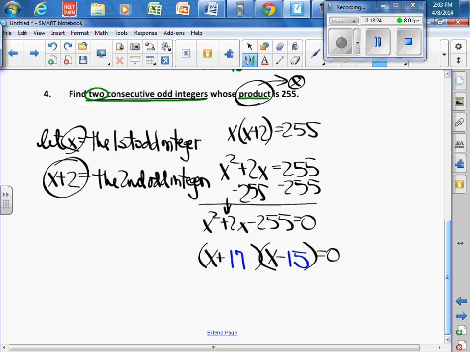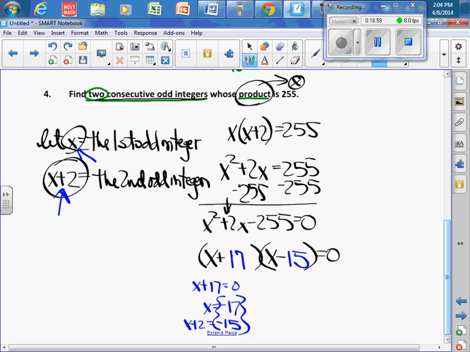Now think about what's happening here, class, because when you have x plus 17 is equal to 0, isn't x equal to negative 17? Is that an odd integer? Sure it is. If negative 17 goes here, what's negative 17 plus 2? Negative 15, right? So there's one set of possible answers.